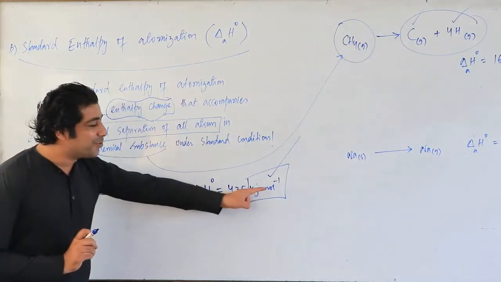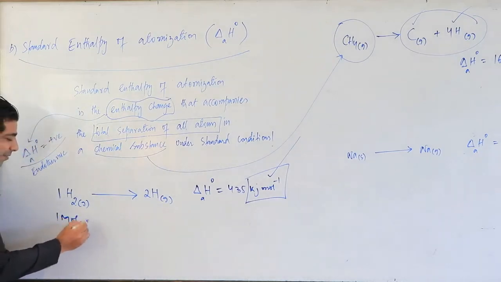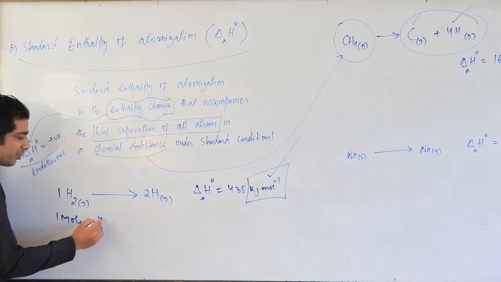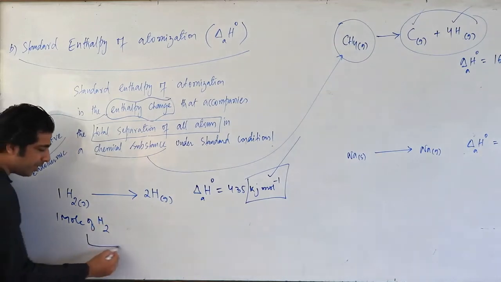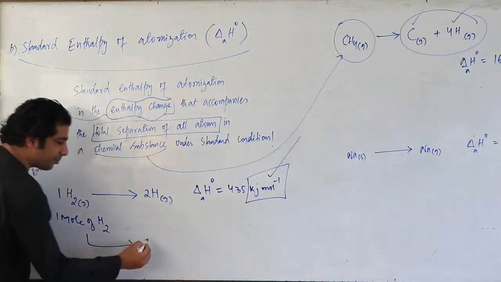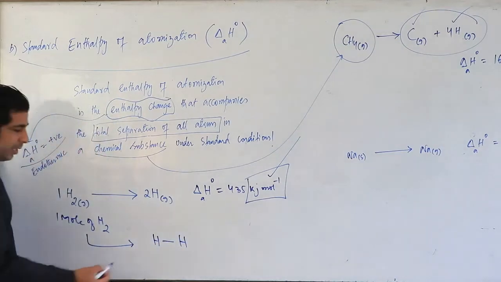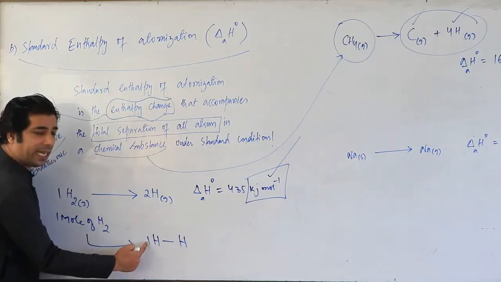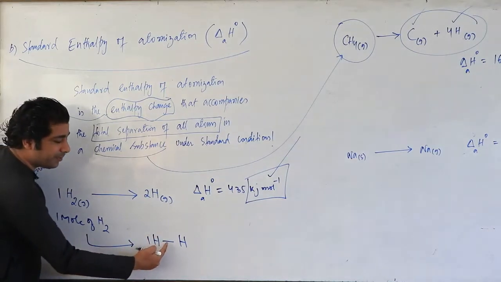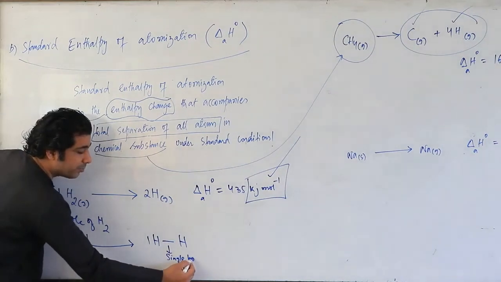And it's with respect to per mole. That means this is our 1 mole here, my dear friends. So we have 1 mole of H2. Now everybody is aware that in the H2 molecule we have a single bond here. One molecule will have one single bond, my dear friends.